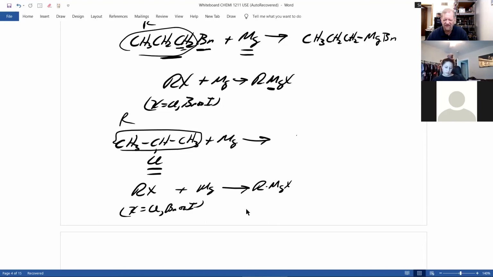And what's our isopropyl? The carbon with the halogen is the same carbon with magnesium. And then bonded to that is my halogen, chlorine. And you've made that Grignard reagent. And I've used that actual one.